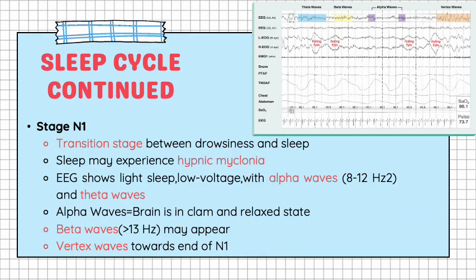So let's dive into that first stage, stage N1 of the non-REM sleep cycle. The first stage is going to be a transition stage between drowsiness and sleep. During this time, the person may experience hypnic myoclonia, which is basically involuntary muscle twitches while you're falling asleep. The EEG is going to show light sleep, low voltage with some alpha waves and theta waves as well. The alpha waves usually appear when the brain is in a calm and relaxed state, and you might also see some beta waves, and then you'll see some vertex waves toward the end of the N1 stage.